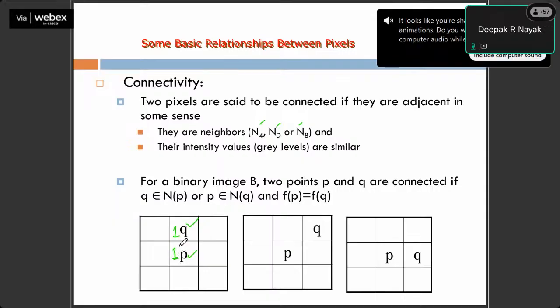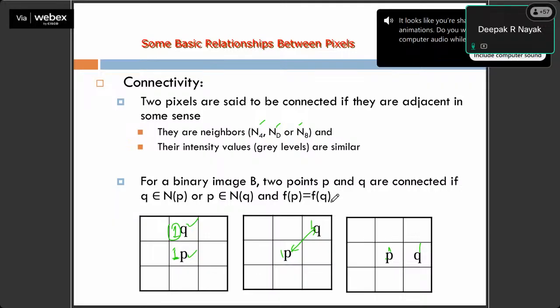How are they connected? Because this is a 4 neighborhood of this pixel, and this is also a 4 neighborhood of this pixel, and their intensity values are similar. And these two are also connected, if it is 1, they are diagonal neighbors and the intensity values are the same. And if this is 1 and this is 0, they are not connected because the intensity values are different. So connectivity is a very important concept.